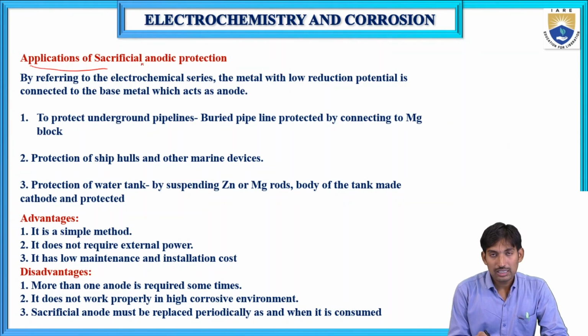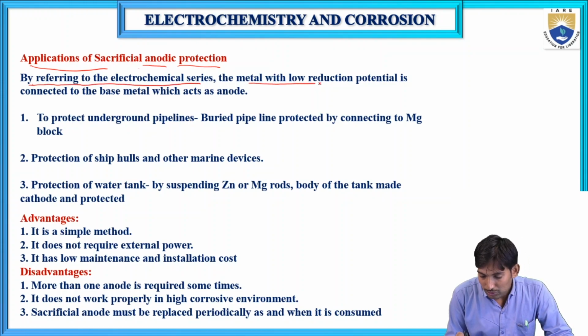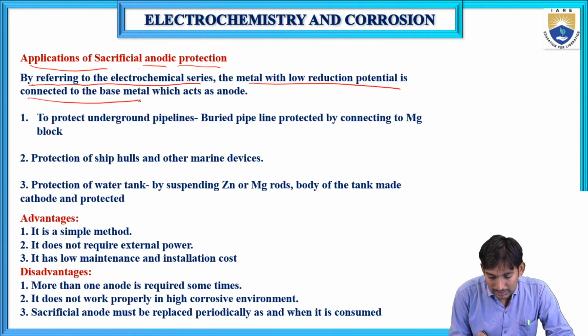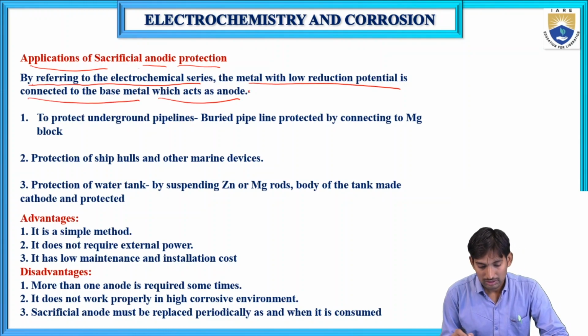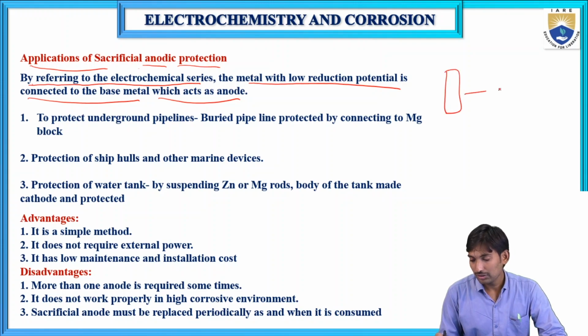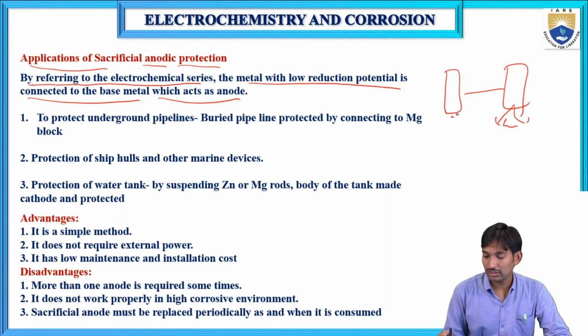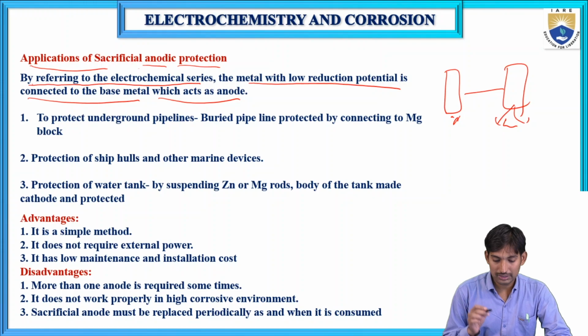The applications of sacrificial anodic protection. What are the applications we have with sacrificial anodic protection? By referring to the electrochemical series, the metal with low reduction potential is connected to the base metal, which acts as cathode. In the sacrificial anodic method, we have to connect our base metal to the metal which contains low reduction potential values. Then it acts as anode, and the base metal acts as cathode. In this way, our metal will be protected.